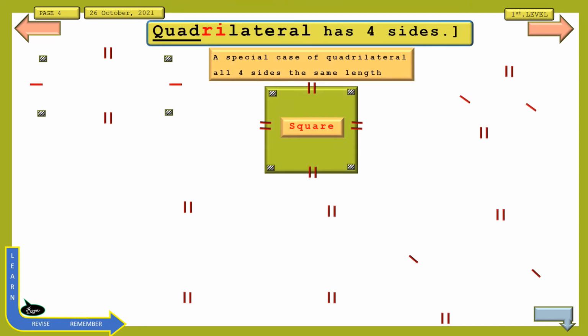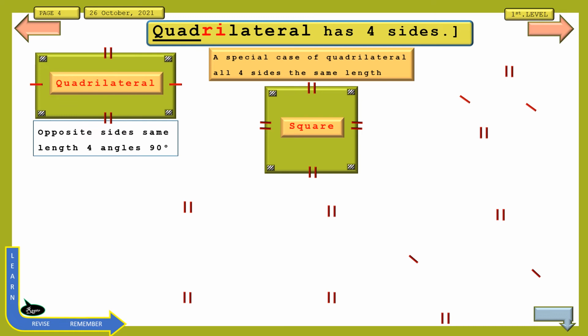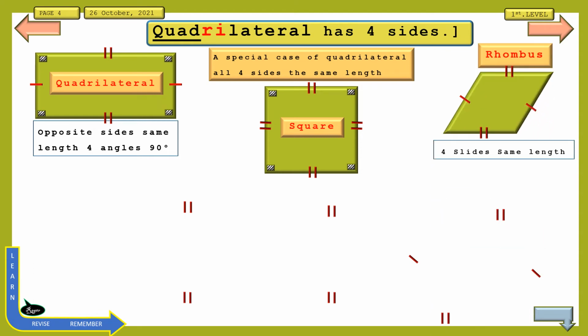And now we have the quadrilateral. It has 4 sides. I have emphasized the I in quadrilateral because this will help spelling. The quadrilateral has 4 sides, and the opposite sides are the same length. This one is slightly unusual. It's called a rhombus. All 4 sides are the same length, but we don't have a right angle this time. This diamond shape is called a kite, but you don't need me to tell you that.